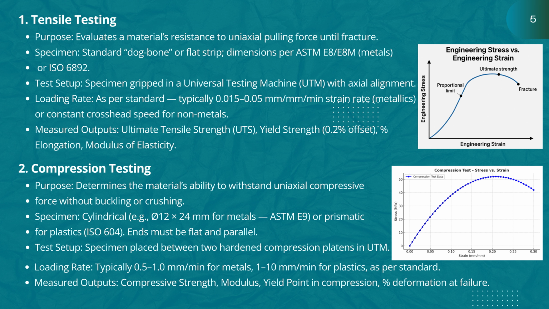Looking at the graph below, you can see stress increasing as the specimen shortens. The curve rises until it reaches the compressive yield point, where permanent deformation begins. Beyond that, the material might either densify or start to fail. The main outputs here include compressive strength, modulus, yield point in compression, and the percentage deformation at failure.